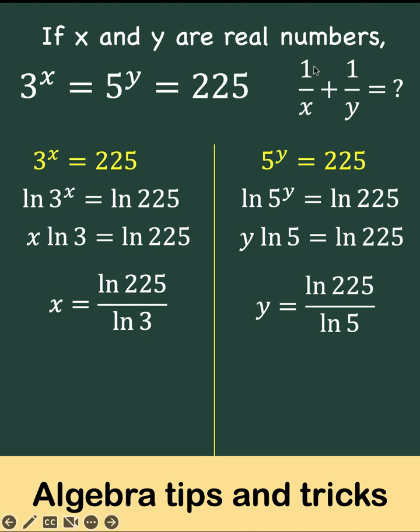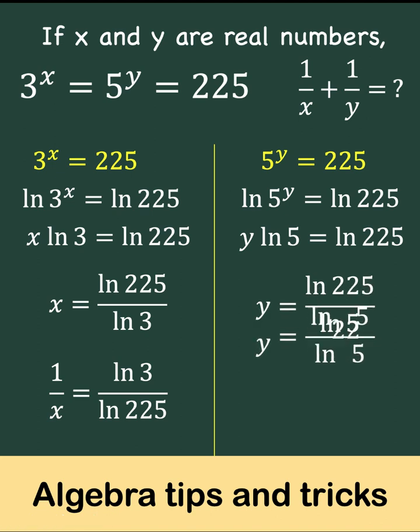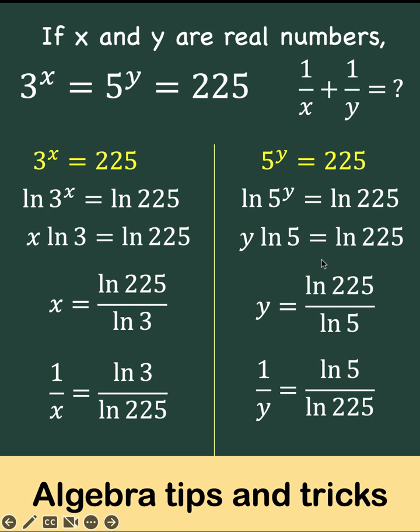Then notice that we are looking for 1 over x plus 1 over y. So that means we can get the reciprocal of x, and that is 1 over x, equals the reciprocal of the right side of this equation, which is ln of 3 over ln of 225. And we get also the reciprocal of y to be 1 over y. And we get the reciprocal of the right side of this equation, which is ln of 5 over ln of 225.